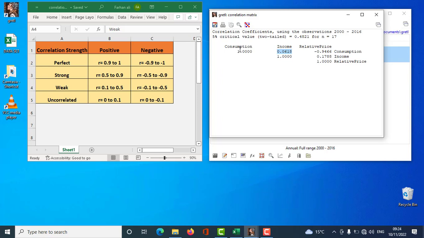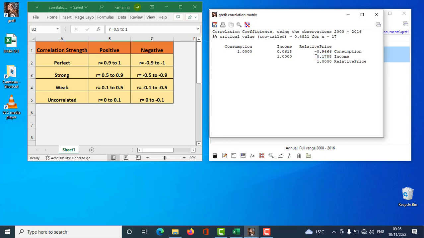Now I come to this value. This is the value for consumption and consumption. It means the correlation between the same variable. It is always 1 for all the variables. See, for income and income it is 1, for relative price and relative price it is 1. What does 1 represent? It represents perfect positive correlation. So the correlation between the same variable would always be positive and perfect.